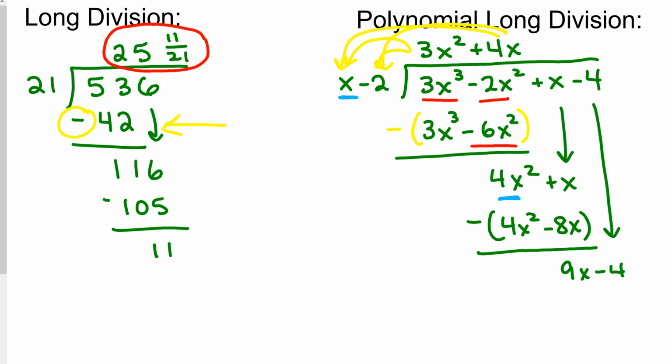And we repeat the process. Does x go into 9x? Well, yes, it does. It goes in there 9 times. So we put a plus 9. And then we multiply the 9 by the x. And we multiply the 9 by the negative 2. And we subtract that whole thing. And that gives us 14. Now there's nothing more to bring down, so 14 is the remainder. So we write it like this, plus 14 over x minus 2. And that is polynomial long division.